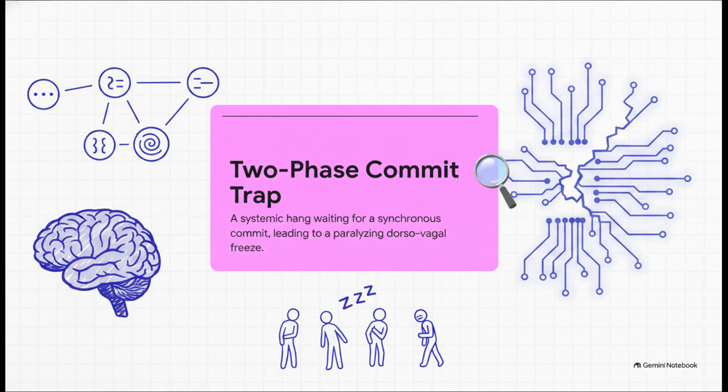What's brilliant here is how this framework takes a standard database concept and applies it directly to human biology. In computer science, a two-phase commit is just a way to ensure all parts of a system agree before moving forward. But think about what happens when you treat corporate perimeters, or really any digital distance, as a blocking dependency to verify your value. Your personal system falls into a trap. You end up waiting indefinitely for a synchronous response, and the sources describe this waiting period as a paralyzing dorsovagal freeze that literally stalls your brain's natural rhythms. It's essentially a biological short circuit, pure metabolic hell.